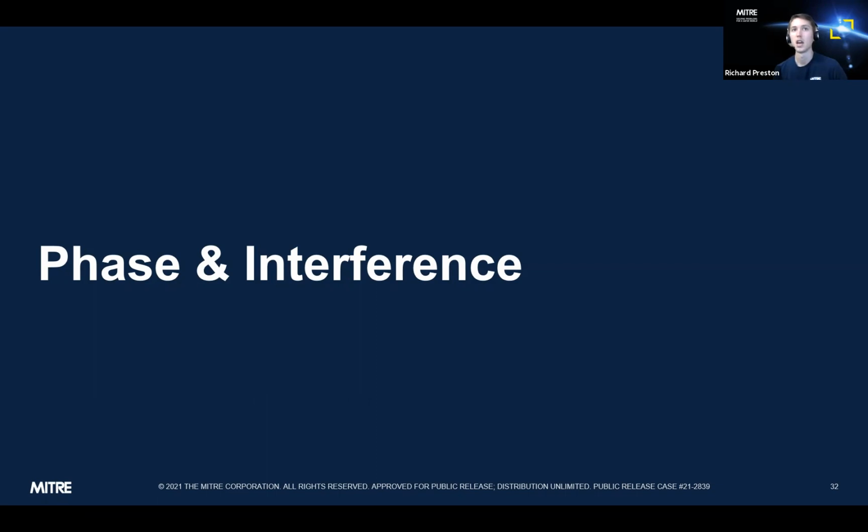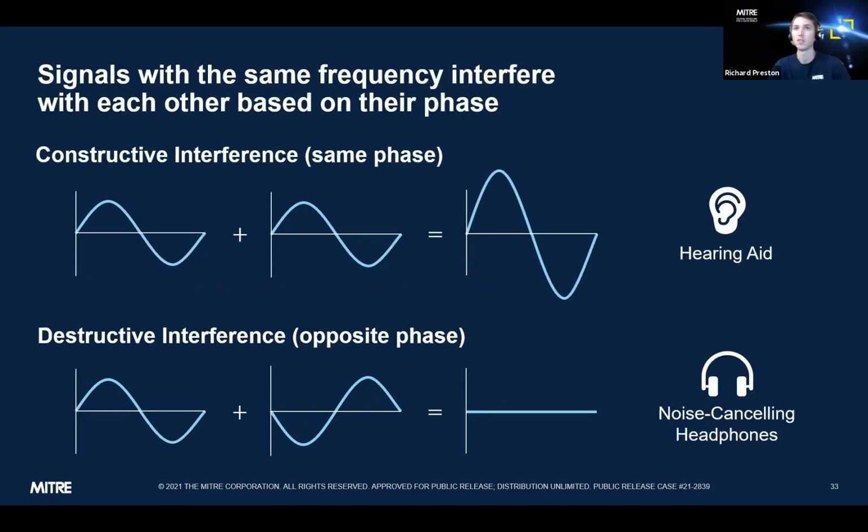quantum physics. And this is the concept of phase and interference. The idea of phase interference is not that new. It's there in a lot of engineering. Basically, signals with the same frequency interfere with each other based on their phase. So we can have constructive interference, which means if they have the same phase and they're added together, now you have a larger signal. It amplifies the signal.